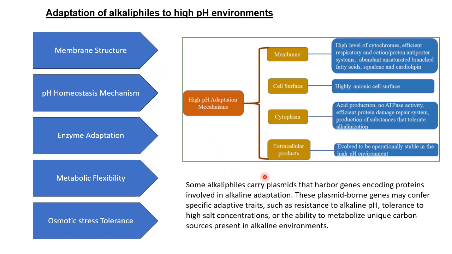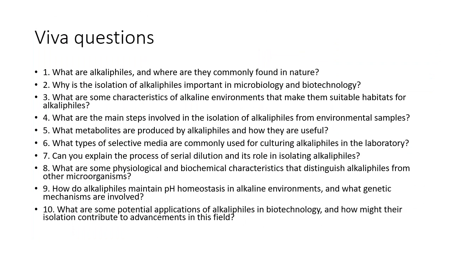Now, some alkaliphiles may carry plasmids that harbor genes which encode proteins involved in the alkaline adaptation. These plasmid-borne genes may confer specific adaptation traits such as resistance to alkaline pH, tolerance to high salt concentration, or the ability to metabolize unique carbon sources present in the alkaline environments. So you can also check whether your isolate has plasmid or not, whether the adaptation to alkaline pH is plasmid borne or chromosome borne. Okay, so this is all about our practical isolation of alkaliphiles.